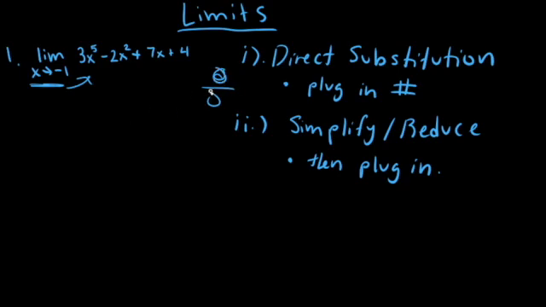But if you do get 0 over 0, you move on to the second step, which is to simplify or reduce or to take out common factors from the function. And once you do that, then you just go back to direct substitution and you plug in x, right? And it's fairly simple. This is a very basic method to find the limit of a function. And so let's look at our first example.